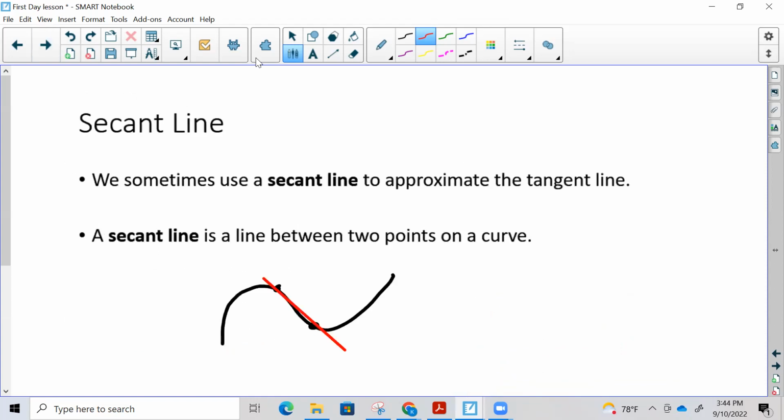We are going to look at how we find the slope of the tangent line, and we're going to first start approximating it using something called a secant line. We use a secant line to approximate the tangent line. A secant line is a line between two points on a curve. So instead of intersecting one point, it intersects two. The slope is not as accurate. You can tell that the slope of this line is not exactly the same as that curve, but we're going to look at how we can get it as accurate as possible.